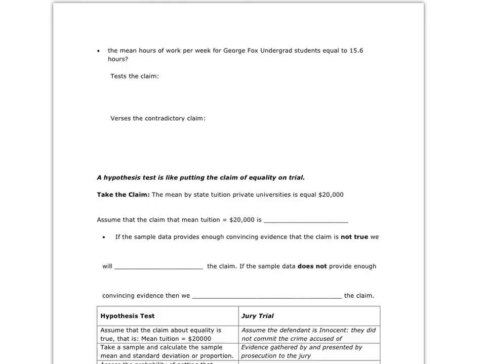Okay, take a moment and write out the claims for this next question in words and also in symbols, and then we'll look at it together.